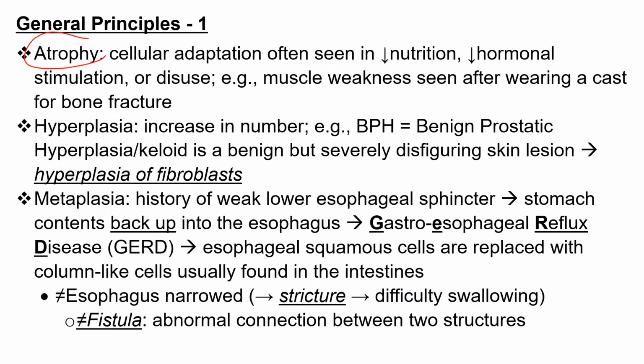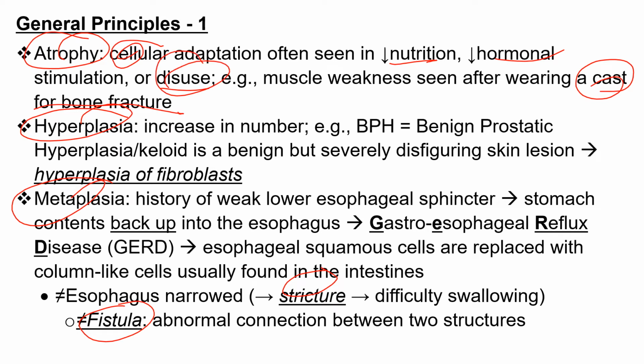General principles: atrophy, hyperplasia, metaplasia, etc. are the terms. Stricture, fistula, hypertrophy. Atrophy is an adaptation at a cellular level, for example, due to decreased nutrition, disuse, hormones, etc. For example, if someone wears a cast, muscle cells will atrophy due to bone fracture because you don't use your muscles. Use it or lose it, disuse.